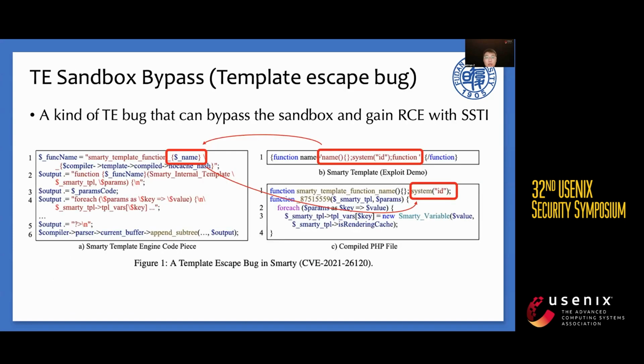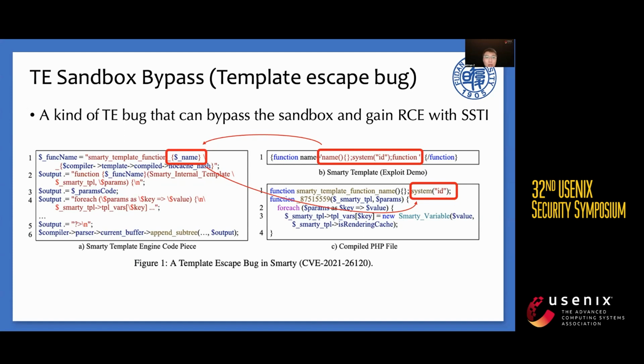This is an overlooked TE bug that could empower an SSTI attack to bypass the sandbox and enable RCE attack again. We use this CVE as an example to introduce such kind of bug. Figure 1a shows a code piece of Smarty that translates the function tag in a template into PHP code. At line 1, the function name which is defined in the tag is used to compose the corresponding PHP function name. Later at line 6, the composed PHP function name is directly output to the PHP file, including other translated lines.